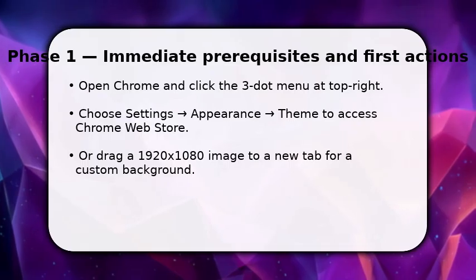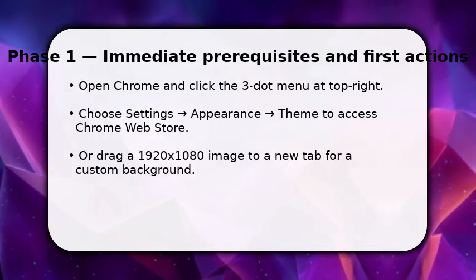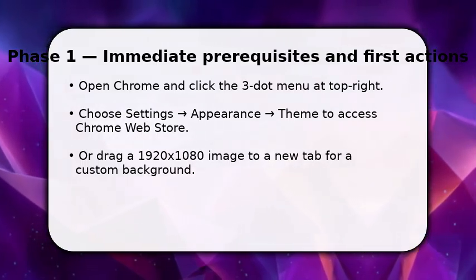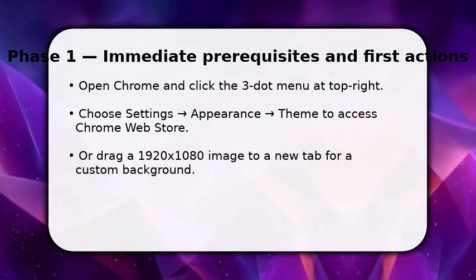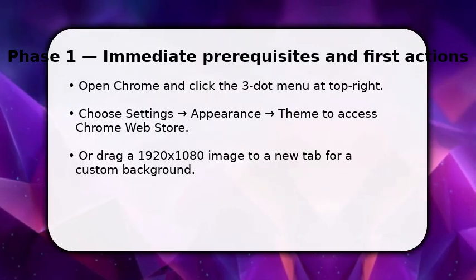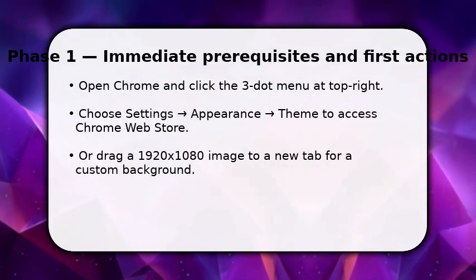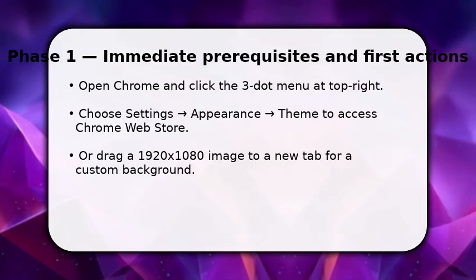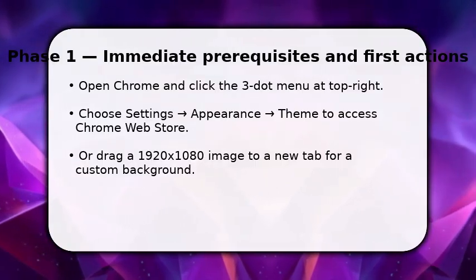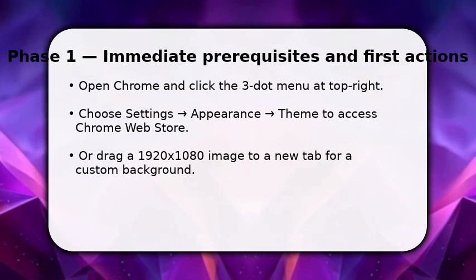If you prefer your own image, open a new tab and drag a 1920x1080 image into it. Chrome accepts common formats. Once done, you'll be ready to pick or upload a wallpaper, so make sure image dimensions and aspect ratio match your desktop for best results.